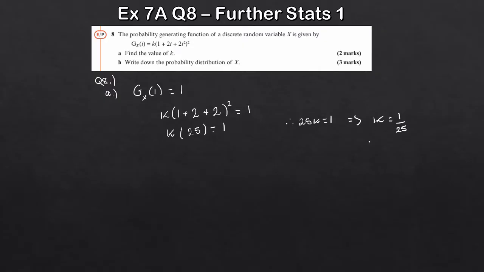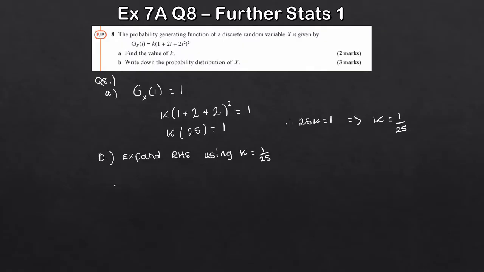Now part B, a little bit tricky but nothing too tricky. We've just got to write down the probability distribution of X. So because this is a discrete random variable, if we expand the right hand side using k equals 1 over 25, what that will do is give us the coefficients of t to the x, and then those coefficients match to our distribution. So let's just start by expanding and then we'll elaborate on that point.